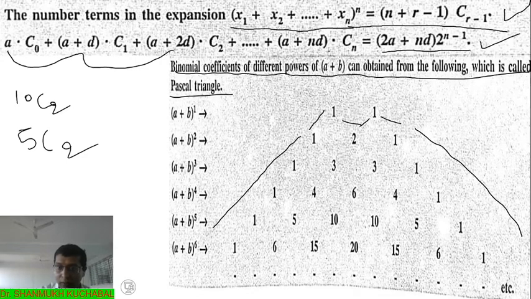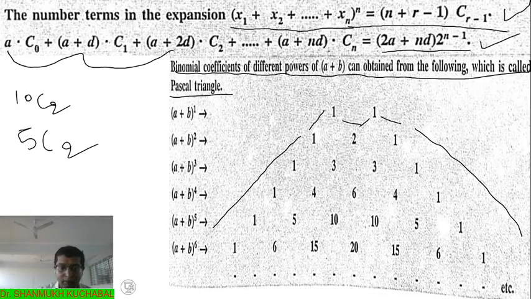First, (a + b) raised to 1 gives 1 1, that is a into 1 plus b into 1. Now for (a + b) whole square, it is 1 2 1. How? I take the 1 as it is, 1 plus 1 is 2, then 1 I carry forward. Every time the ends are 1. Here also 1 3 3 1: 1 plus 2 is 3, 2 plus 1 is 3. Then 1 4 6 4 1: 1 plus 3 is 4, 3 plus 3 is 6, 3 plus 1 is 4. Then 1 5 10 10 5 1: 1 plus 4 is 5, 4 plus 6 is 10, 6 plus 4 is 10, 4 plus 1 is 5.